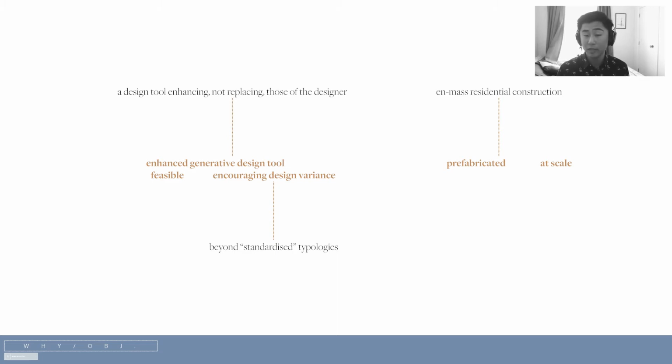When we talk about prefabrication at scale, we are talking about en masse residential construction using prefabrication, and when we talk about going beyond encouraging design variance, we're talking about going beyond standardized typologies, really going beyond the copy and paste 4. We want to have the ability to go to 6, 8, 10 unique designs that share no commonality in terms of design itself.